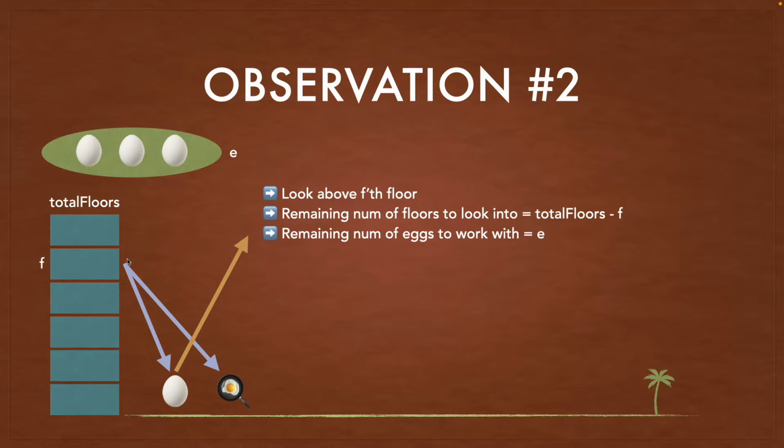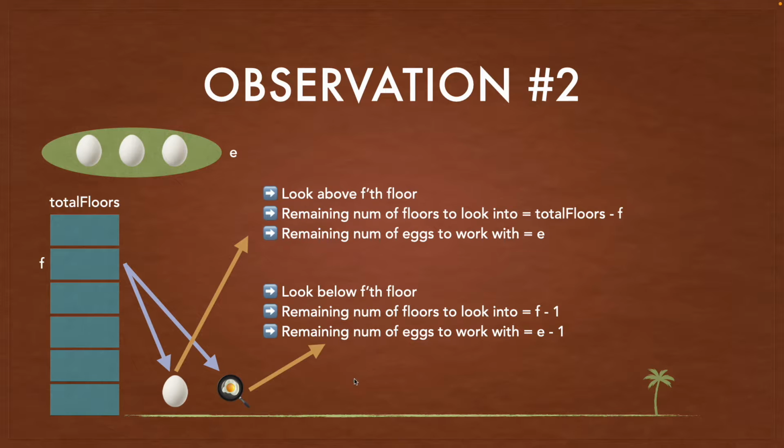It means that if you drop an egg from this floor number F, it won't break. Then what does it mean? If you drop the egg from any floor below floor F, it won't break either, because the impact is going to be even smaller. So you're going to have to look above floor F. And then the remaining number of floors to look into is going to be total floors minus F, because that is the number of floors you have on top of this Fth floor. And then the remaining number of eggs to work with is going to be E, because you didn't break the egg, so you have all the eggs in your hand.